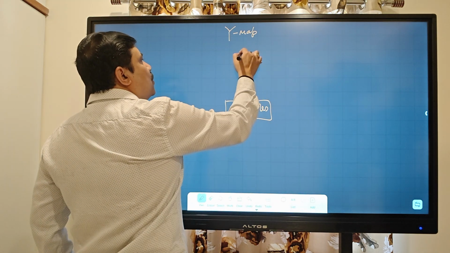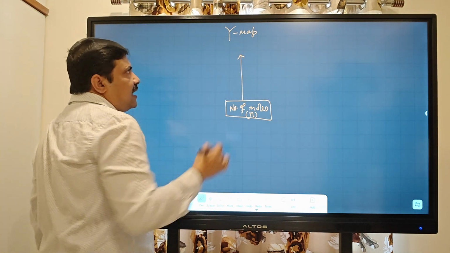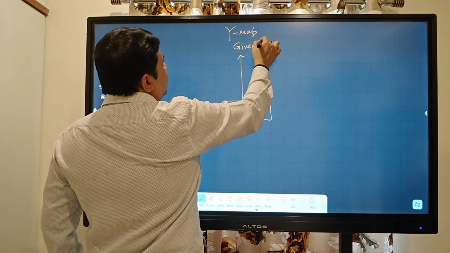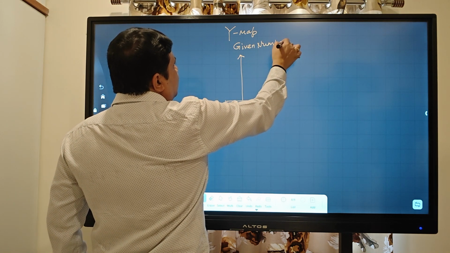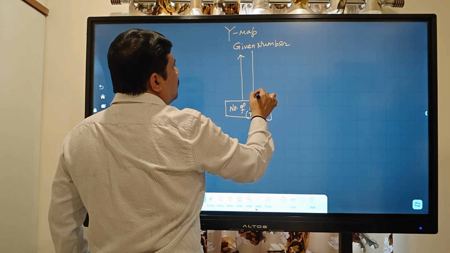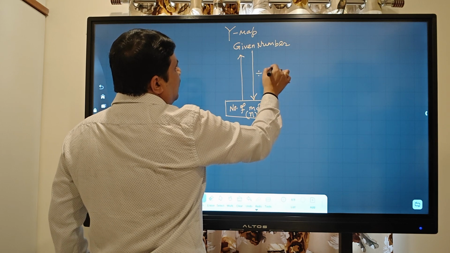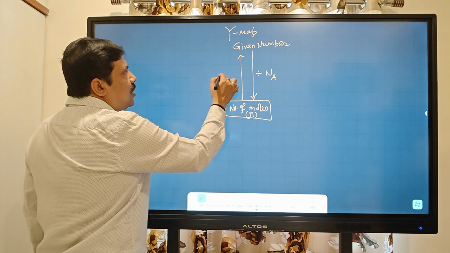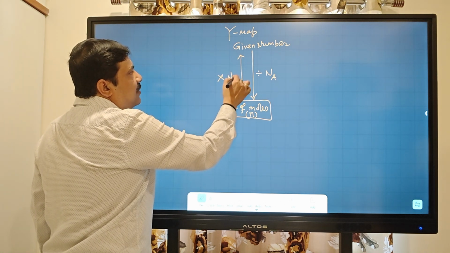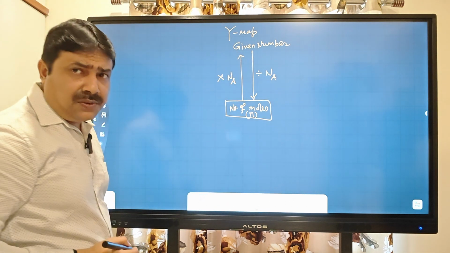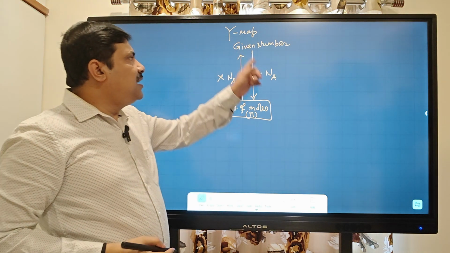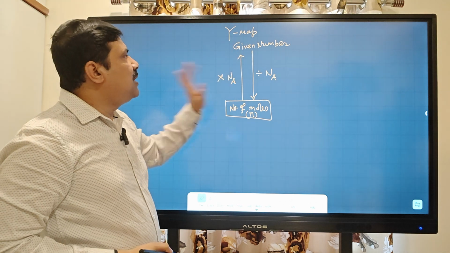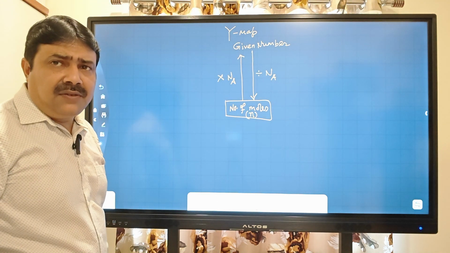Then suppose here I am giving the given number. Now, from the given number you want to come to the number of moles, you have to just divide it by Avogadro number. Then from the number of moles to the given number, if you want to go, what you have to do? Multiply by Avogadro number. That's what operations we did. So, given number divided by Avogadro number gives number of moles. From number of moles to the given number, multiply by Avogadro number, and you will get that given number.